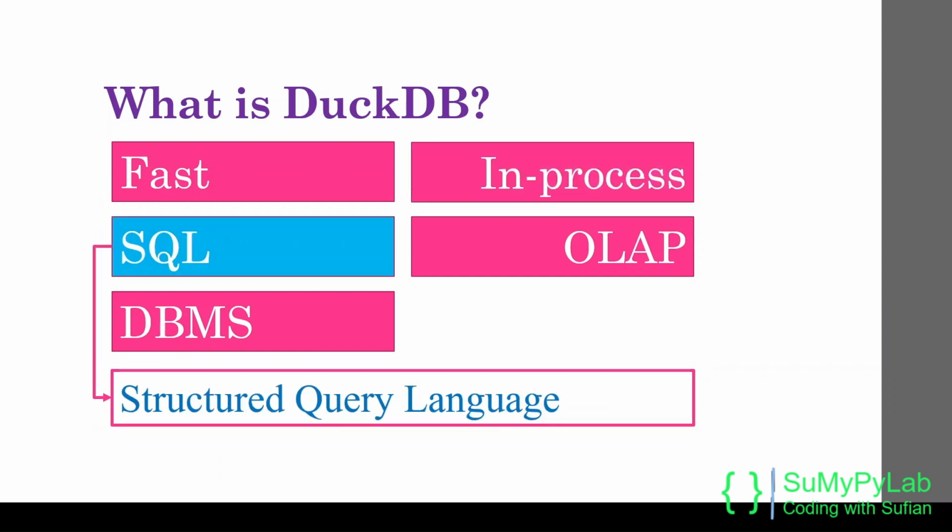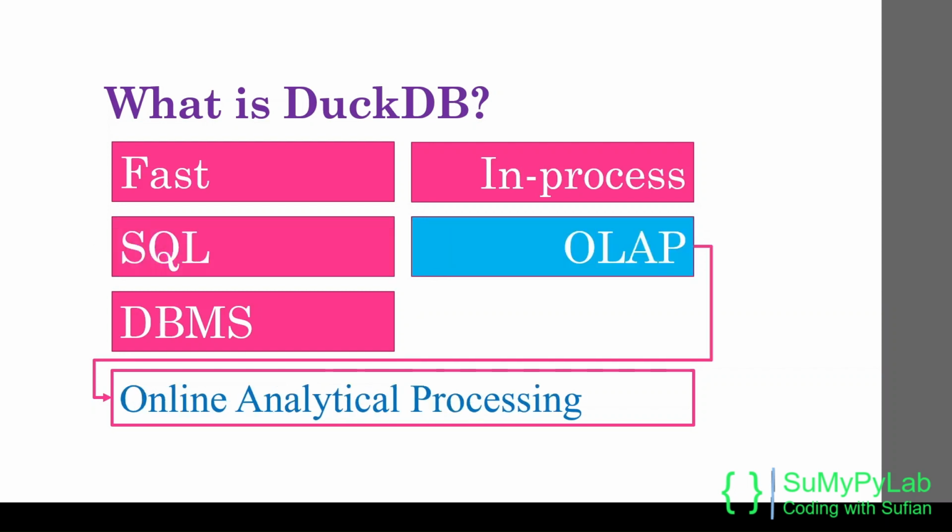DuckDB uses structured query language for querying databases. OLAP, or online analytical processing, means the database is designed for data analysis. Other types of databases are OLTP, or online transaction processing. OLTP databases commonly store data by records, while ensuring all data associated with a record is stored close together in memory. In contrast, OLAP databases are commonly oriented by columns.